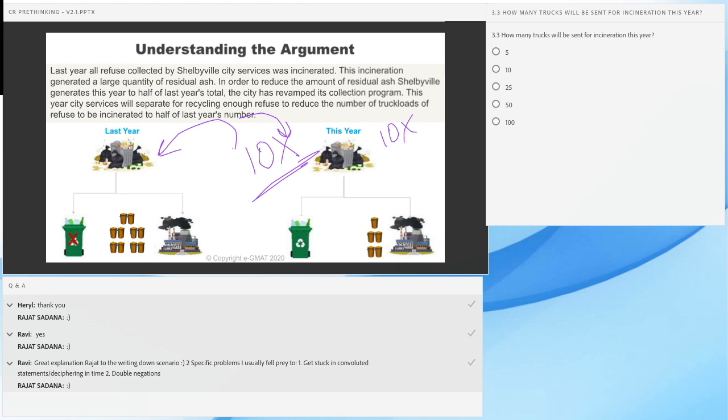Read the argument, focus on the argument, then answer this question. Very simple. This is just read and translate. If I collect 10 times as much refuse, how many trucks will I send for incineration this year?